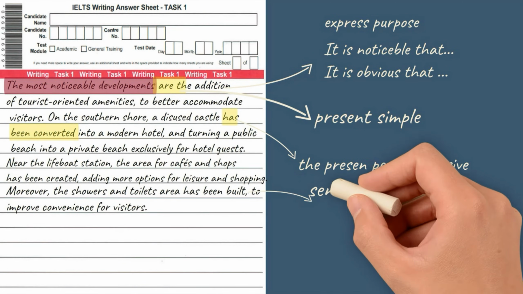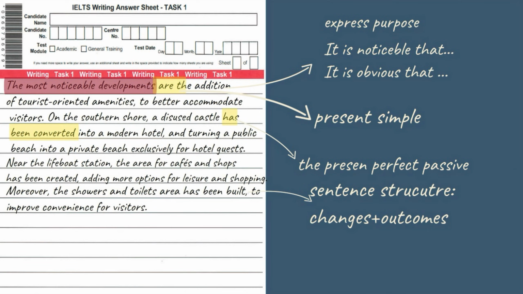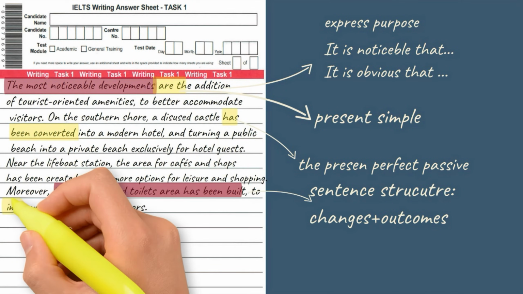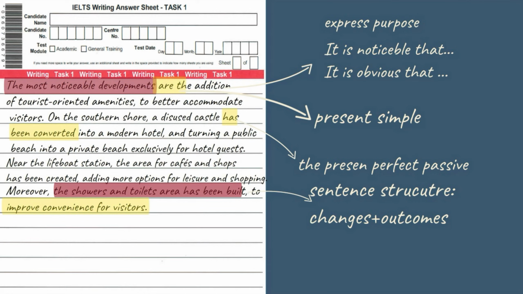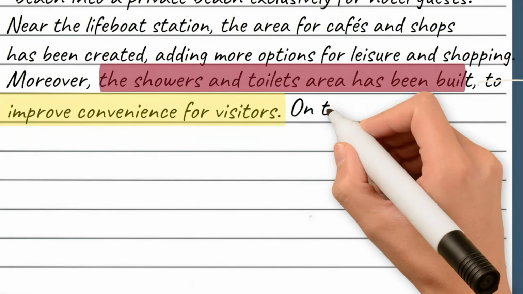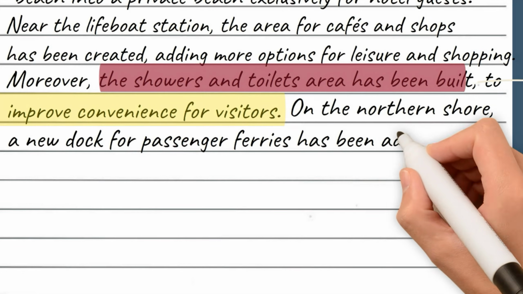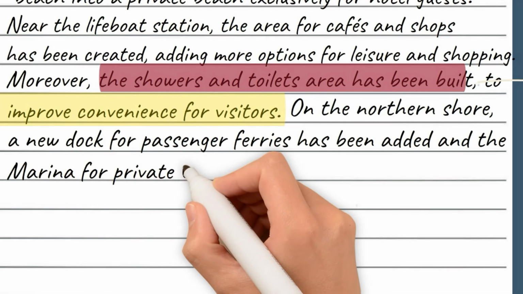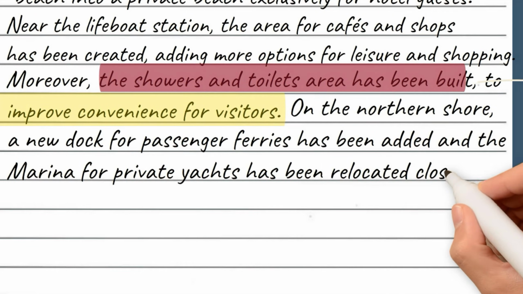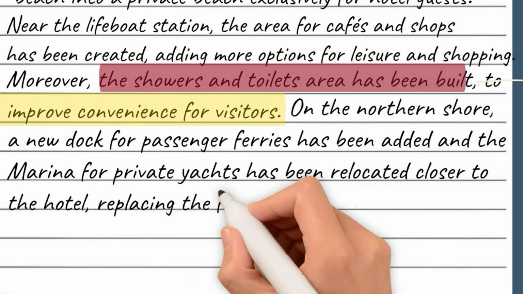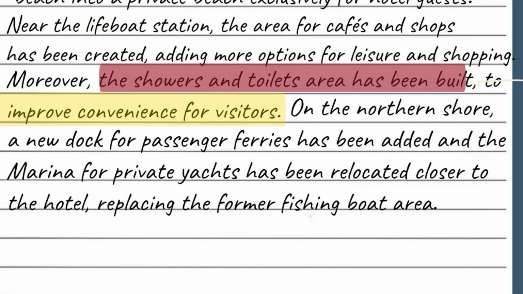Same structure for all sentences. Describe the changes first. Then, describe what the changes will bring to the tourists. Sentence 5. On the northern shore, a new dock for passenger ferries has been added, and the marina for private yachts has been relocated closer to the hotel, replacing the former fishing boat area.